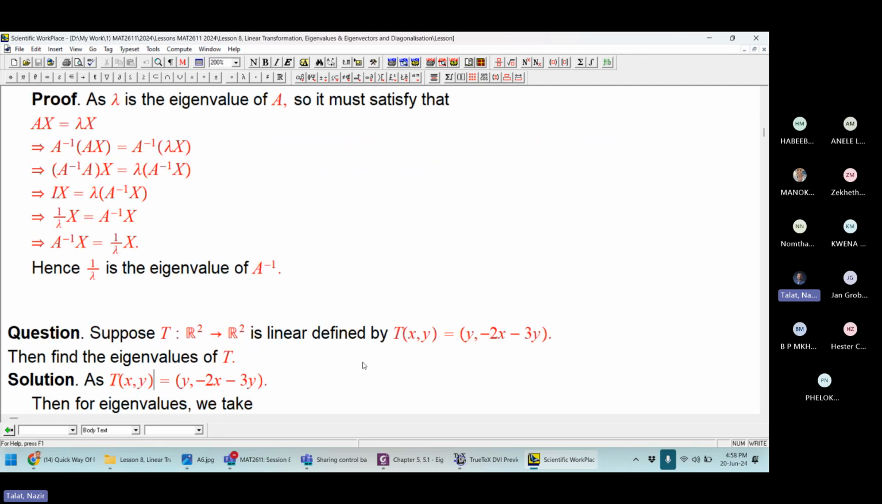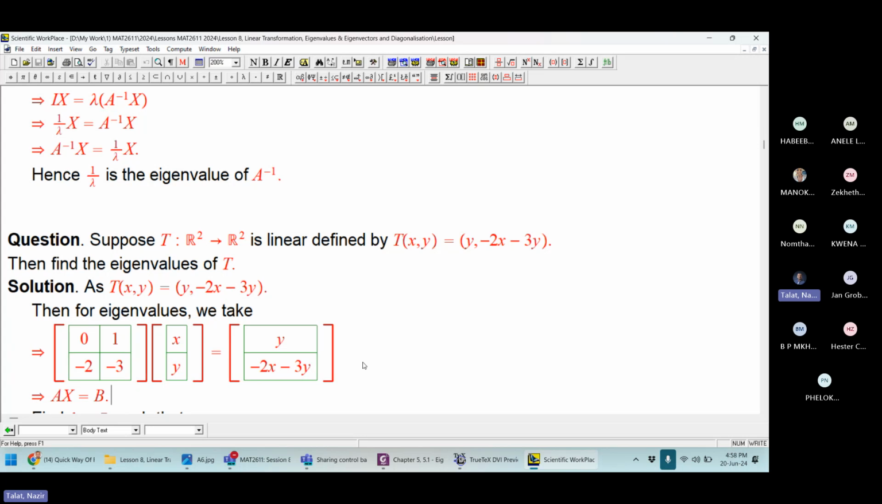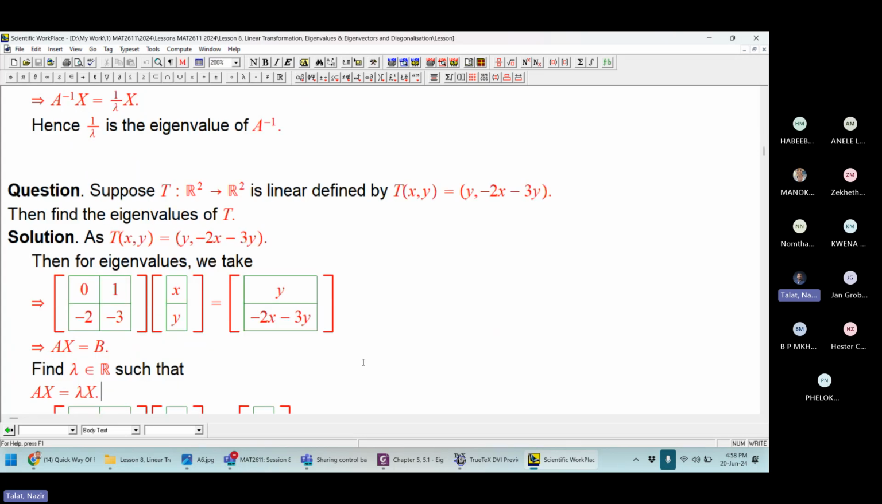Here, we can also find the eigenvalues. There are some examples for you which are available over here. For instance, suppose T is a linear transformation, an operator of that form. So find the eigenvalue of this. We know that behind the linear transformation there is a standard matrix. So we can just take the standard matrix: Ax is equal to b.